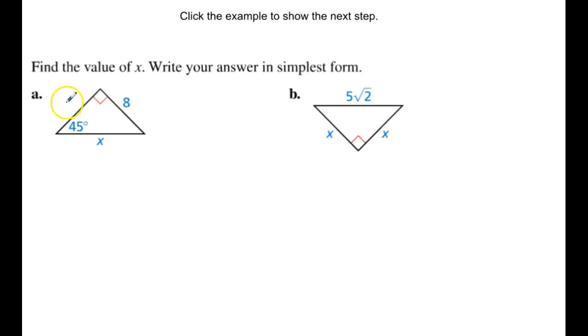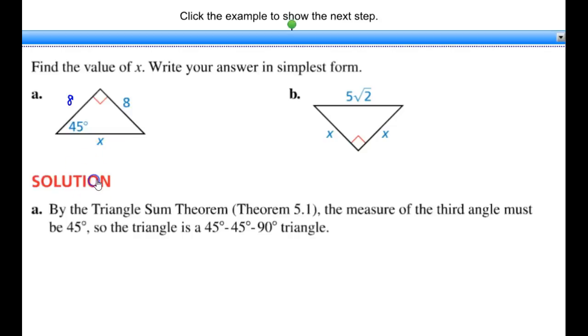So let's look at an example. So here I'm asked to find the value of x and then write your answer in simplest form. So with part A, again I see I have a 45, 45, 90 triangle. I see my leg is 8 and my hypotenuse is the thing that I'm finding. Since I know the length of one leg, I know the length of the other leg is the same. So those are both 8. And I know that using a 45, 45, 90 triangle, the length of my hypotenuse is the leg times the square root of 2.